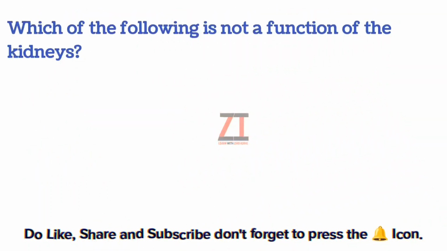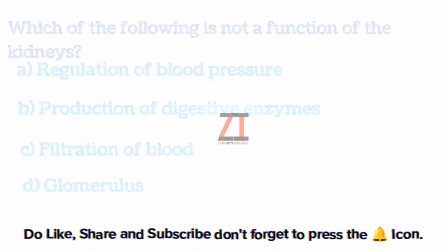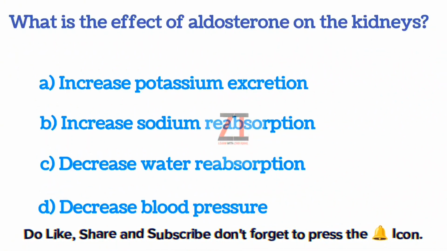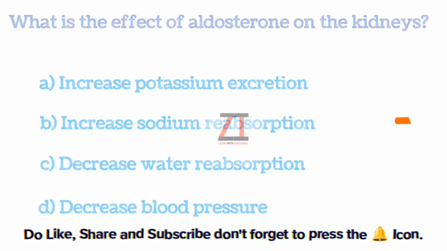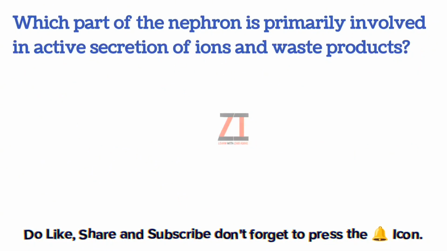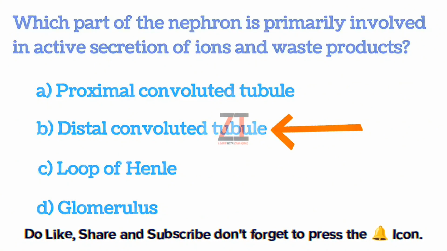Which of the following is not a function of the kidneys? Right answer is option B, production of digestive enzymes. What is the effect of aldosterone on the kidneys? Right answer is option B, increase sodium reabsorption. Which part of the nephron is primarily involved in active secretion of ions and waste products? Right answer is option B, distal convoluted tubule.